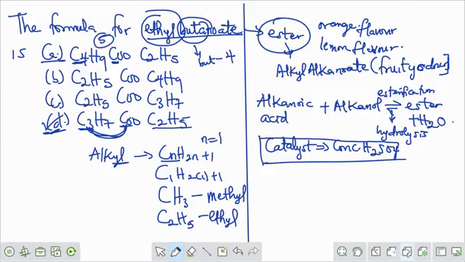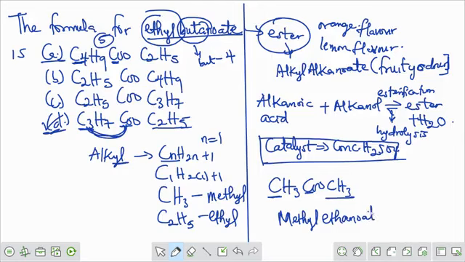If you want to name this compound, CH3COOCH3, we start from the back. CH3 is methyl. You count this and this, so that is 2. What is 2 in organic chemistry? That is eth. Then you put anoate. That's all. You can see it's very simple.